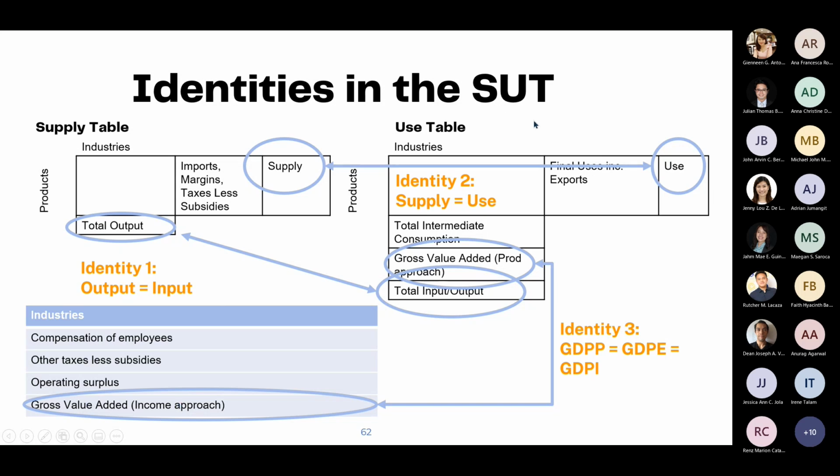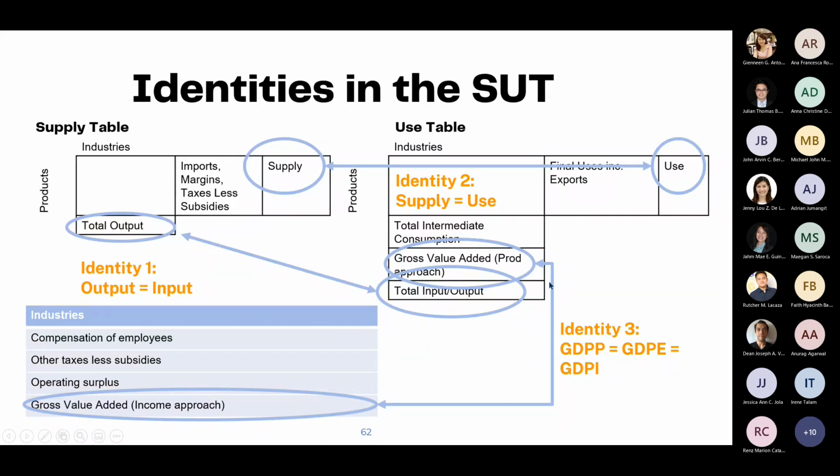And elsewhere, in the use table, we have GDP by expenditure approach. GDP by expenditure approach is your classic consumption plus investment plus government plus exports minus imports. And these are macroeconomic identities found in the supply and use table.